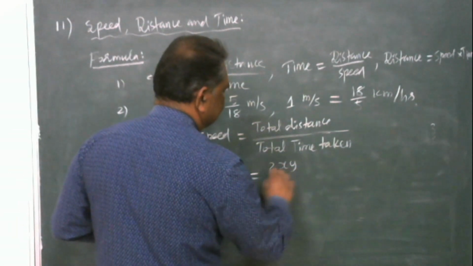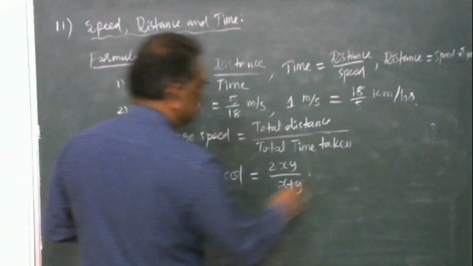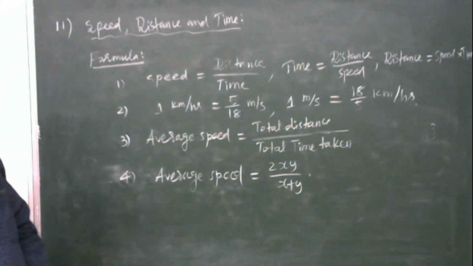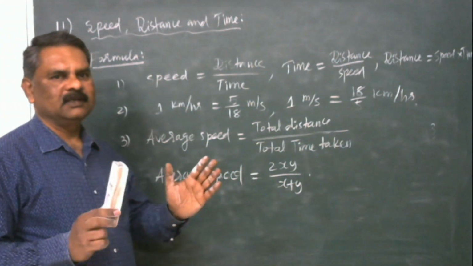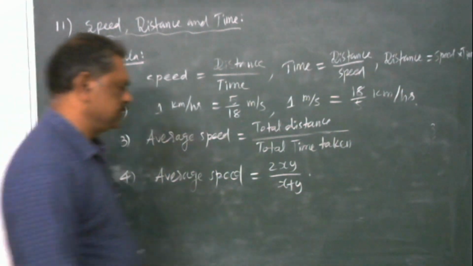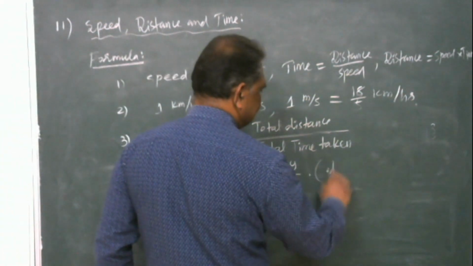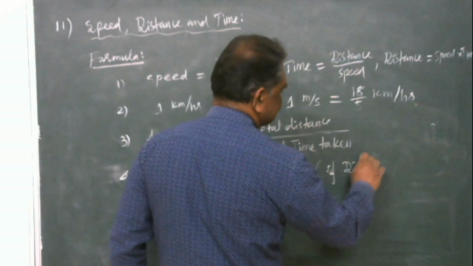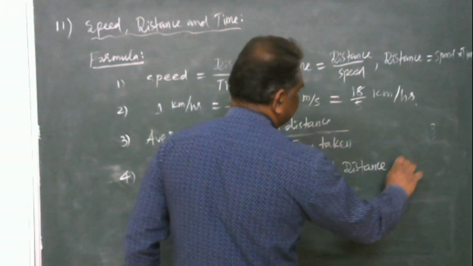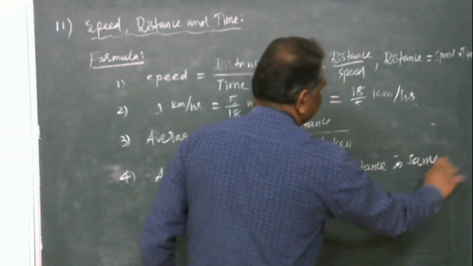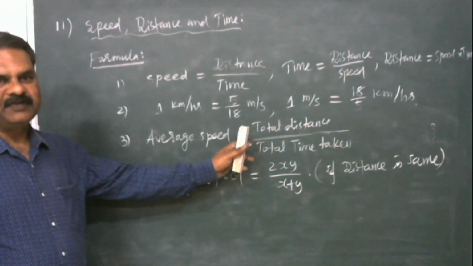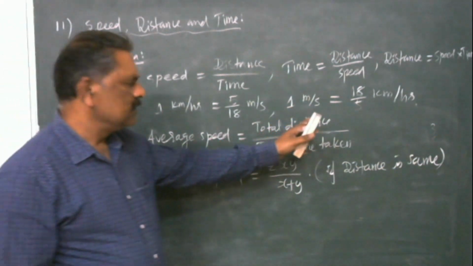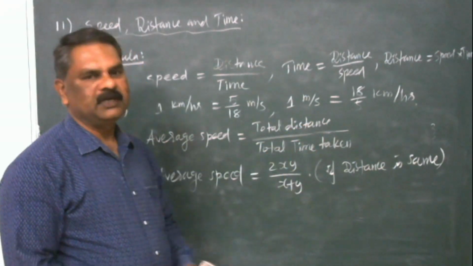2xy by x plus y, if x and y are the speeds of the cars, but the distance is fixed. Here the condition is that the distances are the same. If the distance is the same, then we will use this formula. If the distance is different, then we need to take the total distance divided by the total time taken.